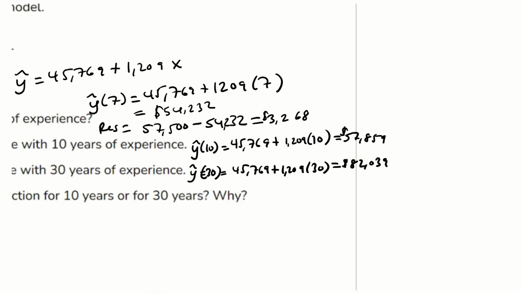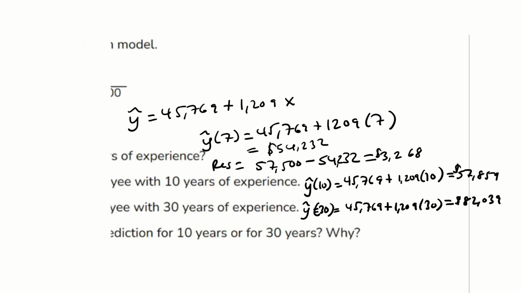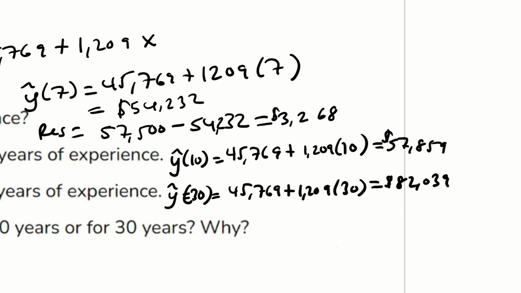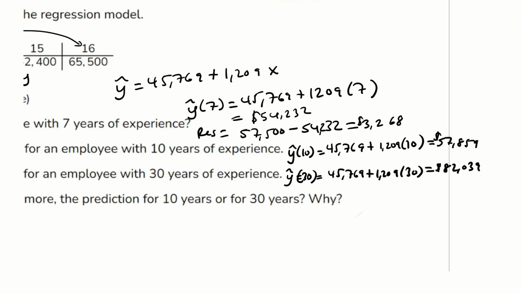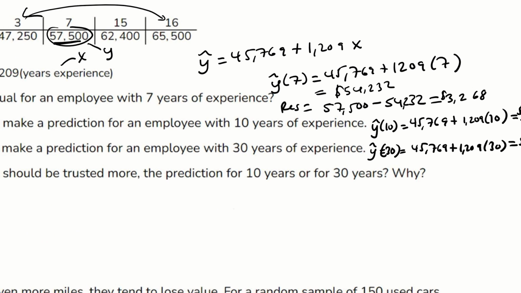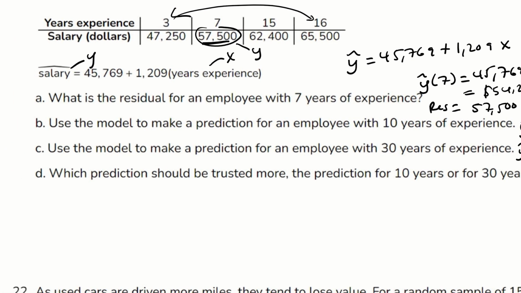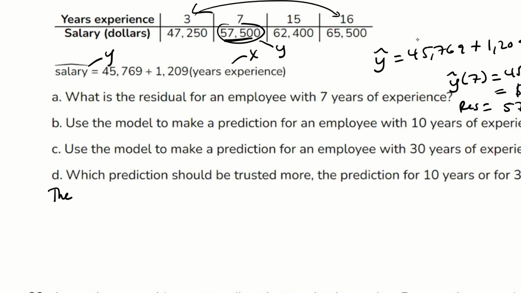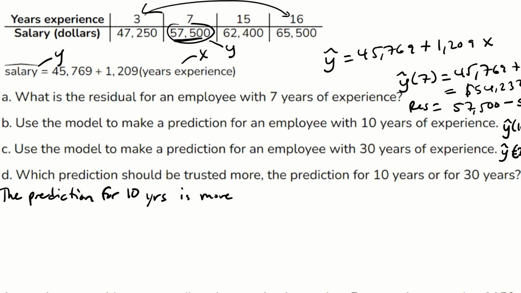Because that's actually within the data that we collected, right? It's between 3 and 16 years, whereas the one with 30 years, that's outside of our data set that we collected. Okay, so in other words, part B is an interpolation, part C is an extrapolation. Okay, so we're going to say the prediction for 10 years should be trusted more.